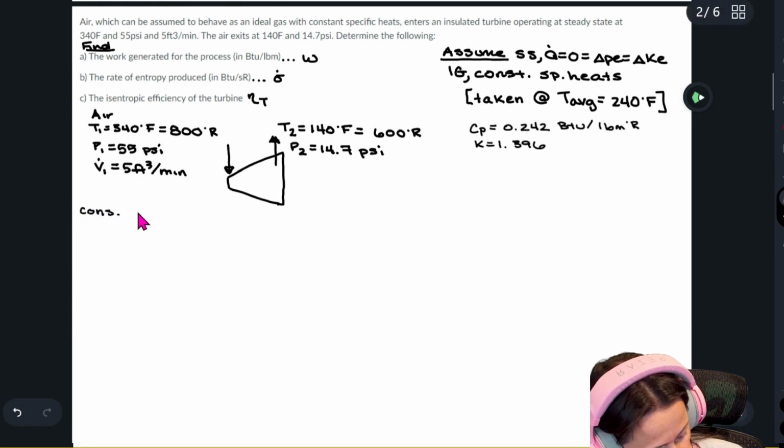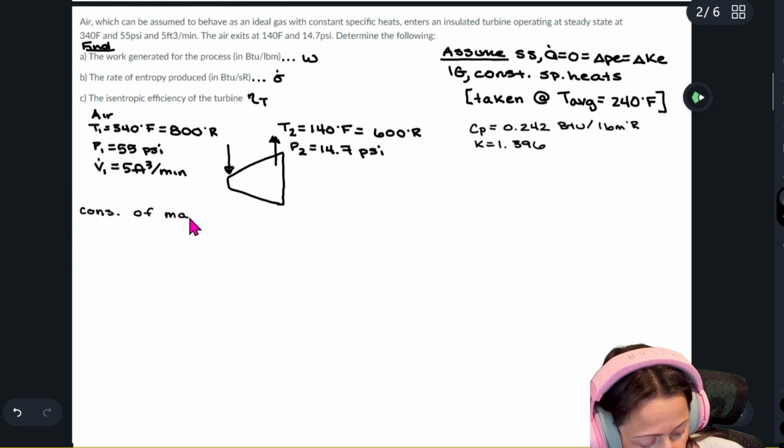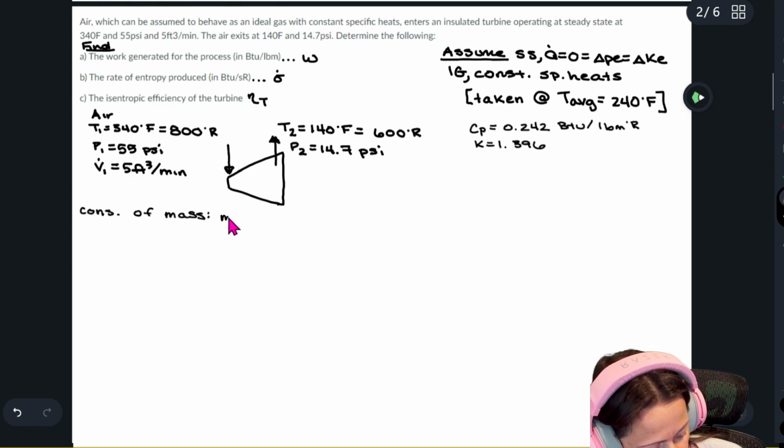So my conservation of mass: one inlet, one outlet, not very exciting, but m dot is constant.